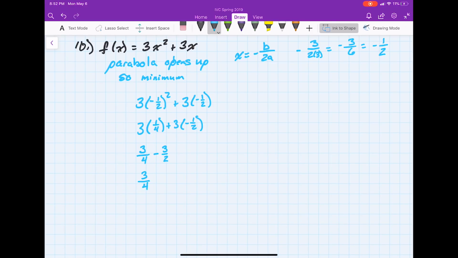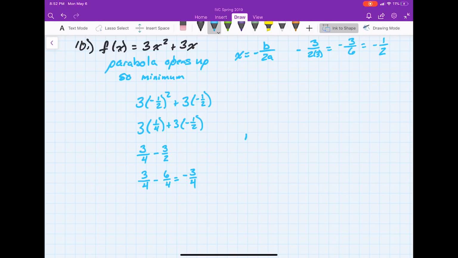Get common denominators, which is going to be 4. So this will be 6 over 4. So this will equal negative 3/4. So write that over here as our minima. Minima is equal to negative 3 over 4. And there's number 10 done.